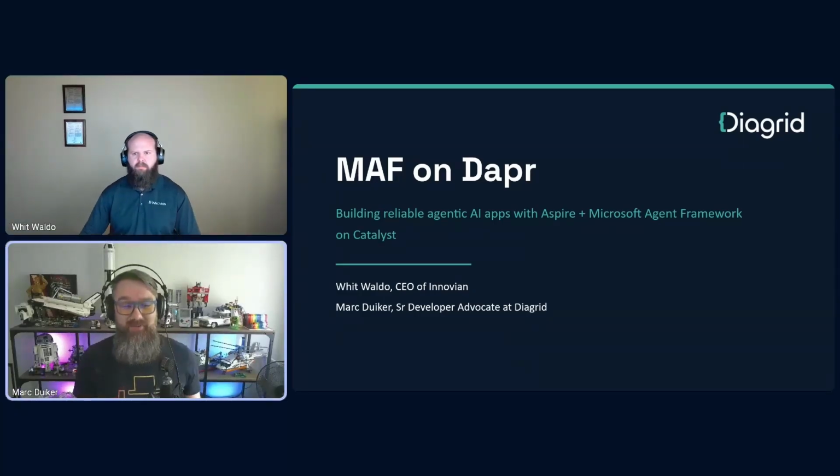This time we're talking about building reliable agentic AI apps with Aspire, Microsoft Agent Framework, and Catalyst. And we're not going to say Microsoft Agent Framework all the time, we're just going to say MAF, because it's just too many words. All right, it's time to get started.